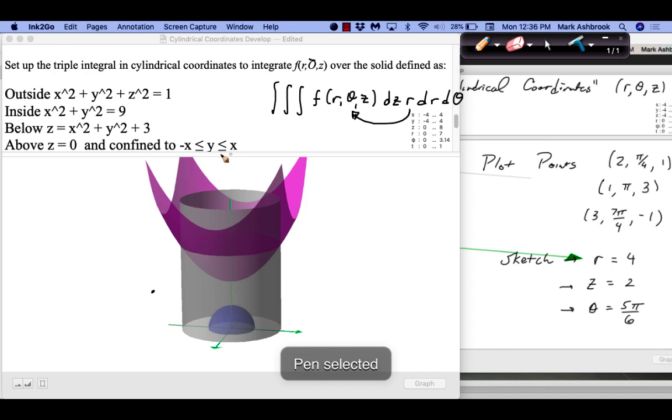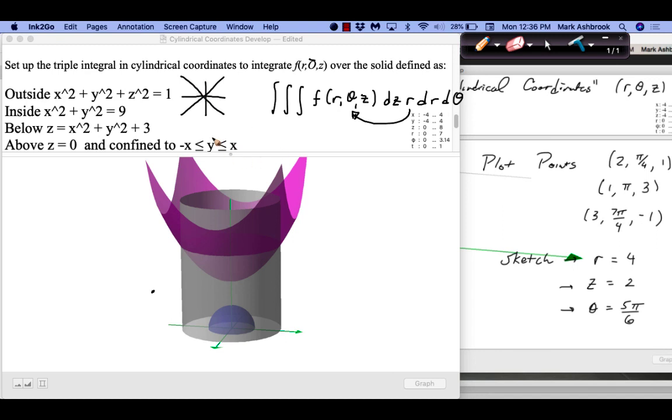So we can just sketch that in the xy plane. So you think about what is y equals x? That's easy, right? That's just this line. And what is y equals negative x? Well, it's this line, right?